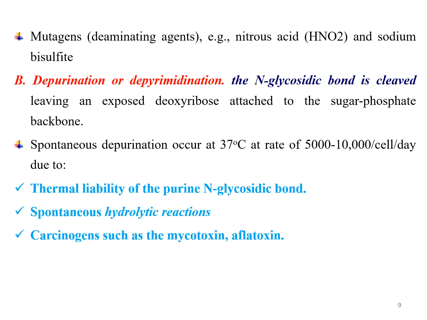Mutagens or deaminating agents include nitrous acid and sodium bisulfite. These are the mutagens which can cause deamination, the deaminating agents.